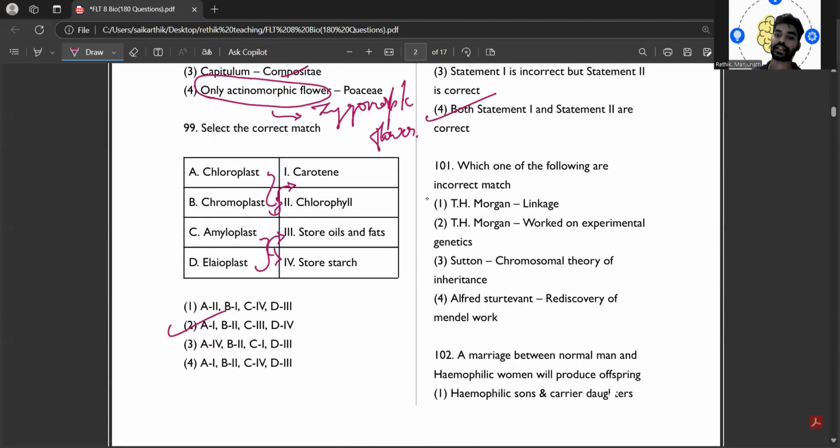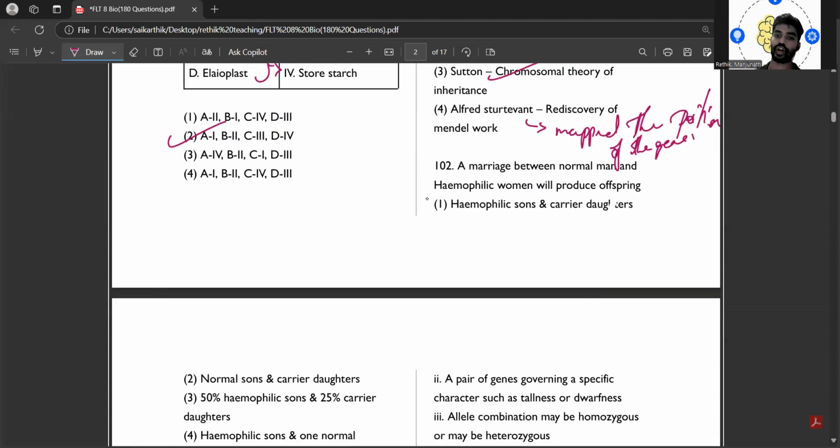Moving on to the next, that is 101: which of the following is an incorrect match? T.H. Morgan, everything is correct except this. What might be the answer here? He did not rediscover the Mendelian work; rather, his major work is to map the position of the gene on the chromosome.